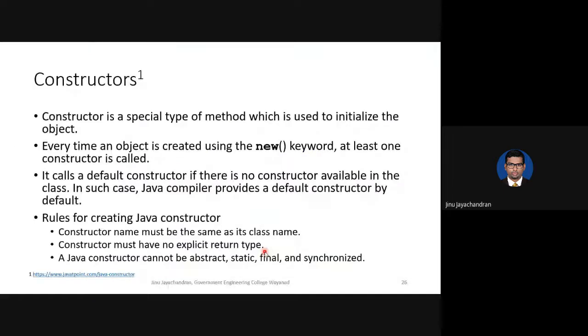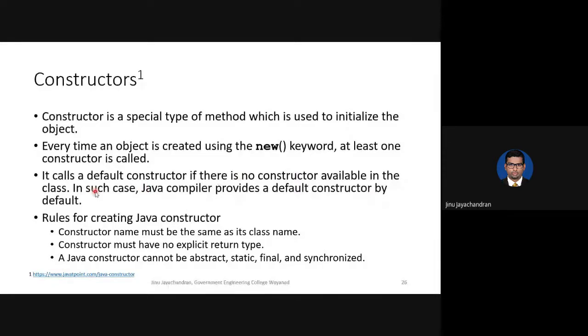Now we have seen constructors in C++ as a method which is used to initialize the object. Okay, so every time an object is created using the new keyword, whenever you use a new keyword to create an object, at least one constructor is called. So in C++, we have seen there are 3 types of constructor. In Java also there are multiple types of constructors.